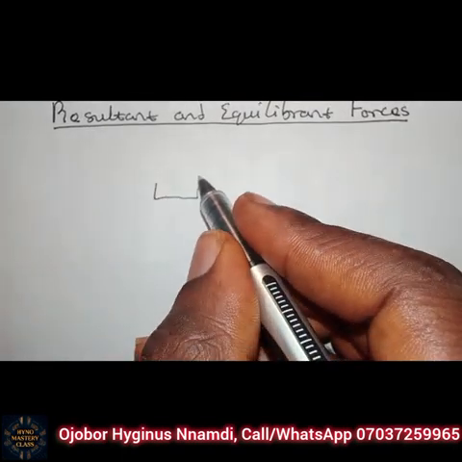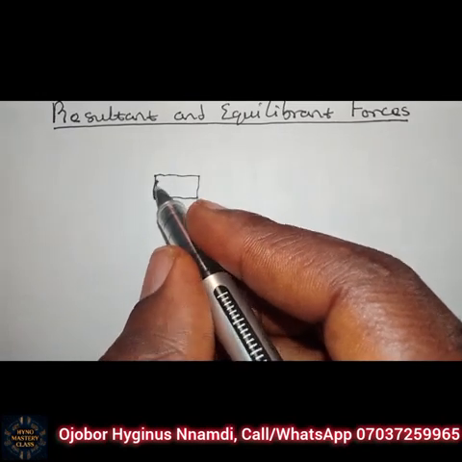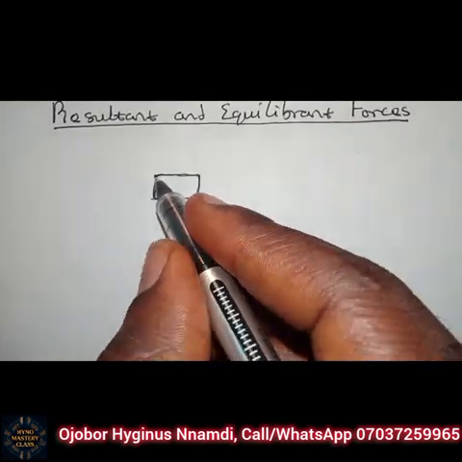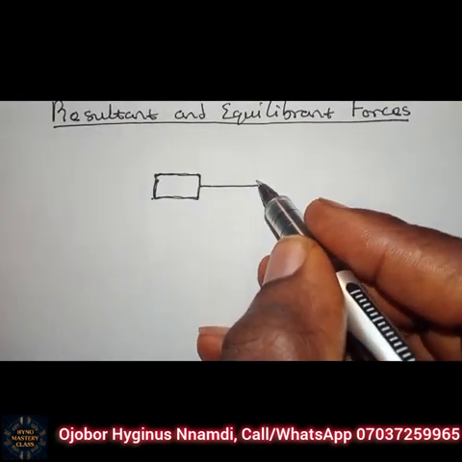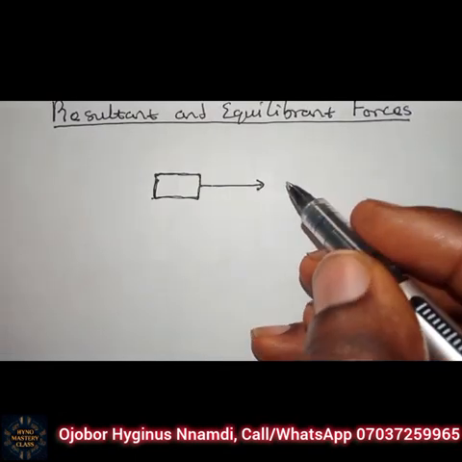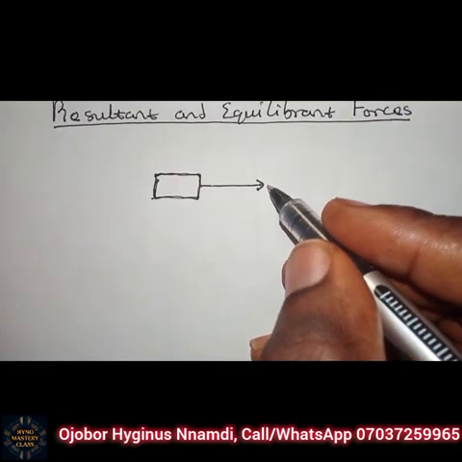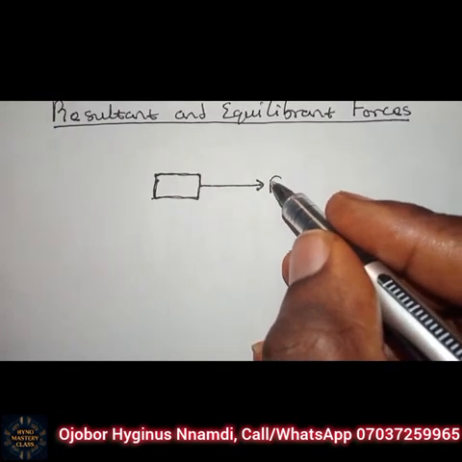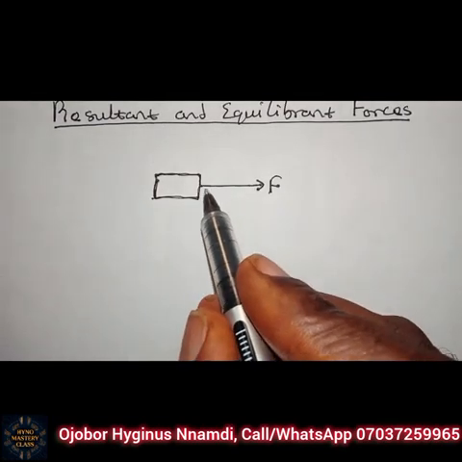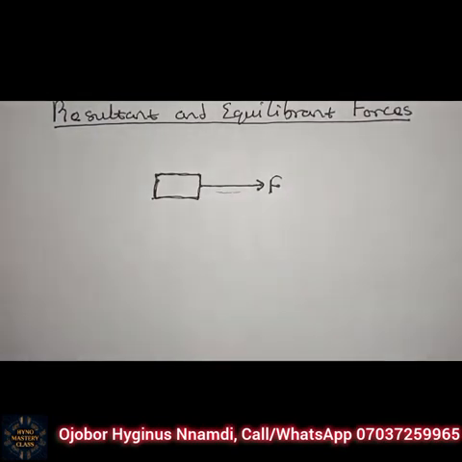Let's say a body, a car or an object that is meant to be moved, has a single force applied on it. Let's say the force that is meant to move this body is F. If that force is applied, this body will begin to move in this direction, towards the right.